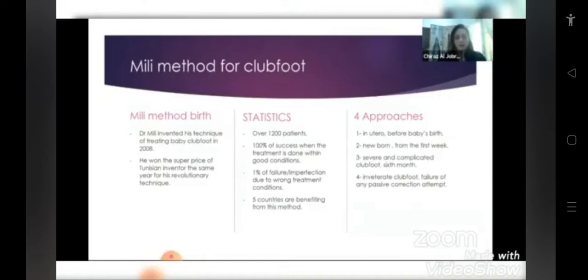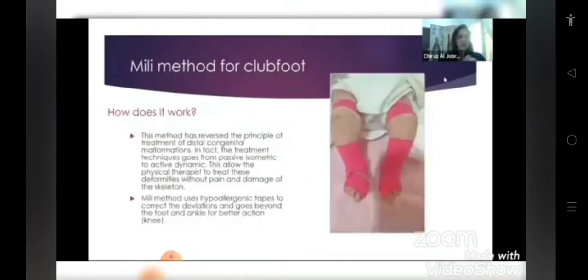So I will only be describing the second approach, which considers the newborn, because of lack of time, and it's not possible to go through all these approaches in only 15 or 20 minutes. So how does it work?